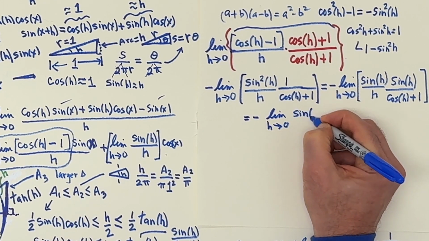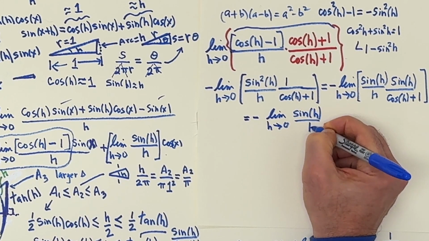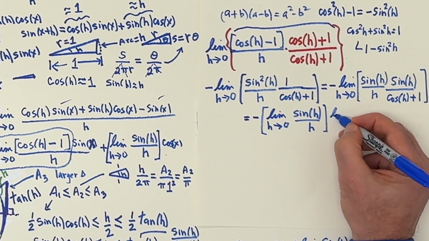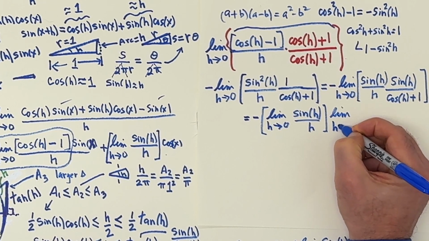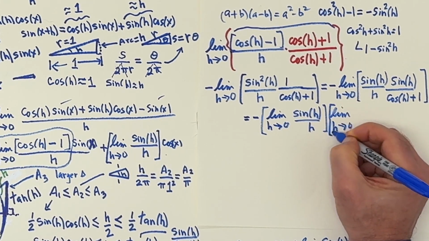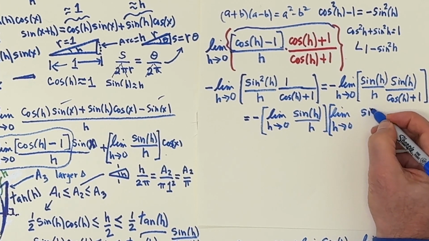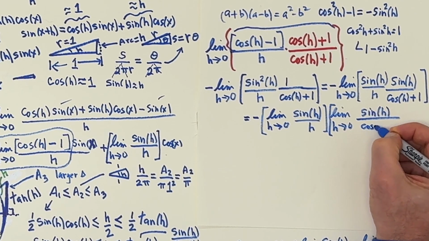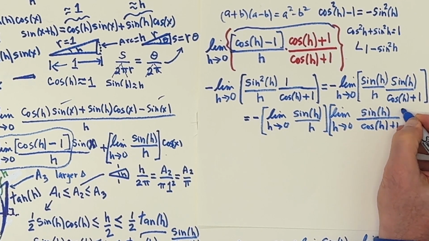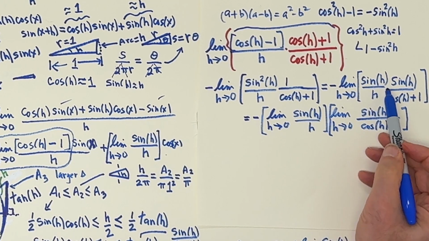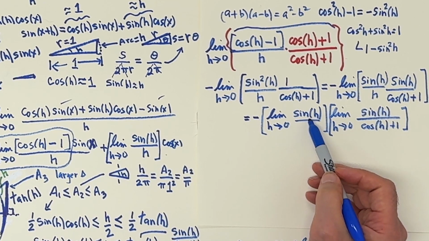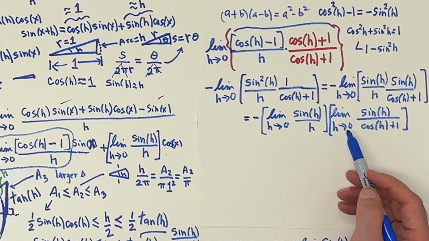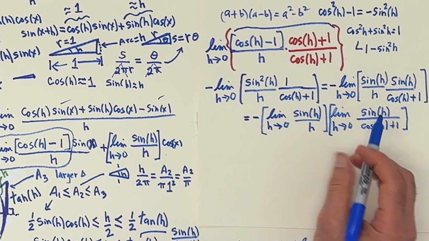This is the sine of h over h. And this is the first part. And then the second part will be the sine of h over the cosine of h plus 1. So here we have the two pieces, sine of h over h and the sine of h over cosine of h plus 1. And we're going to look at these limits separately and then multiply them together.